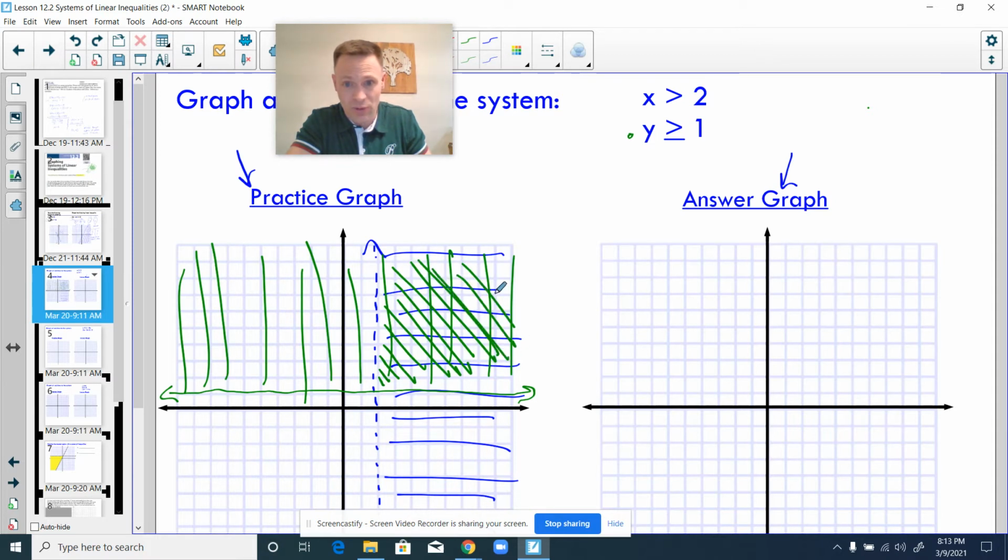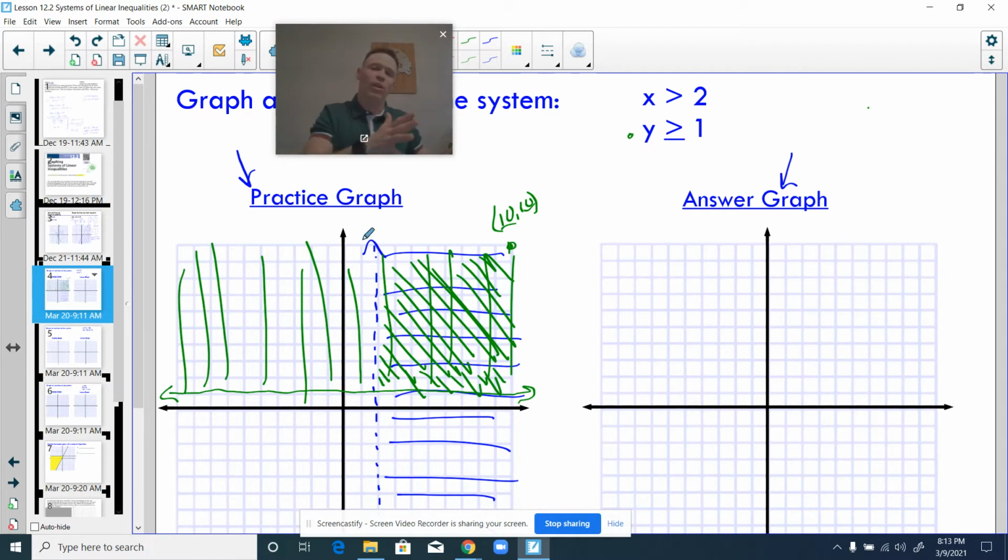What that means is every single number in this little box, or wherever you end up double shading, will satisfy both of these, right? So let's just take an example. This is the point like (10, 10). Okay. Is the x value of 10 greater than 2? Yep. Is the y value of 10 greater than or equal to 1? Yes, it is. So everything in here is the double shaded region.